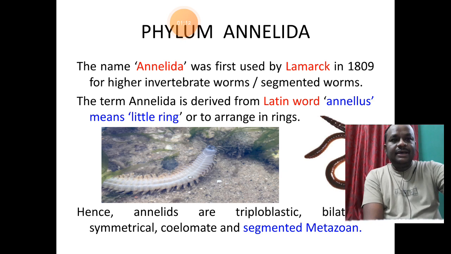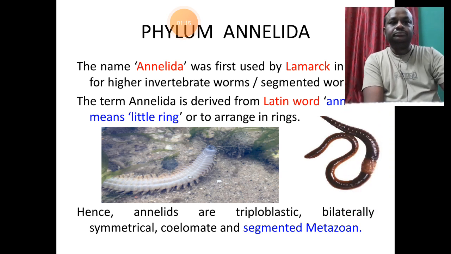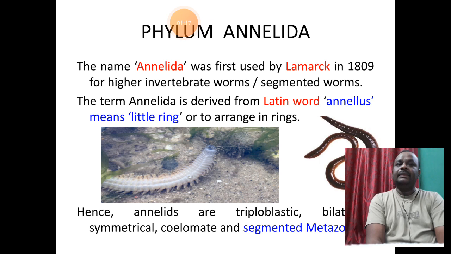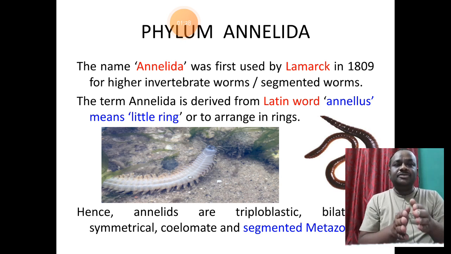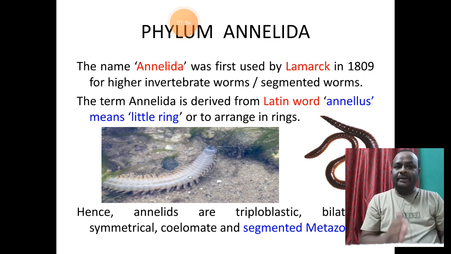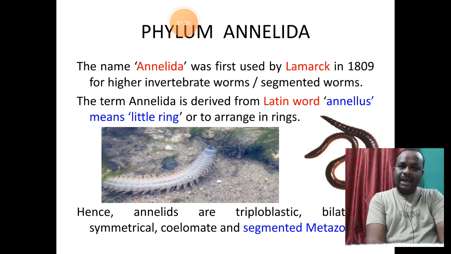Students, the term phylum Annelida is derived from the Latin word annulus, which means little ring or rings arranged in a linear manner. The name Annelida was for the first time used by Lamarck in 1809 for all higher invertebrate worms, which are segmented worms otherwise.